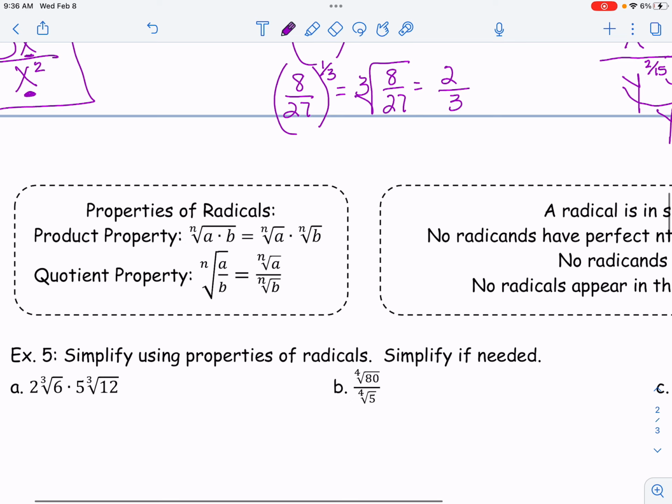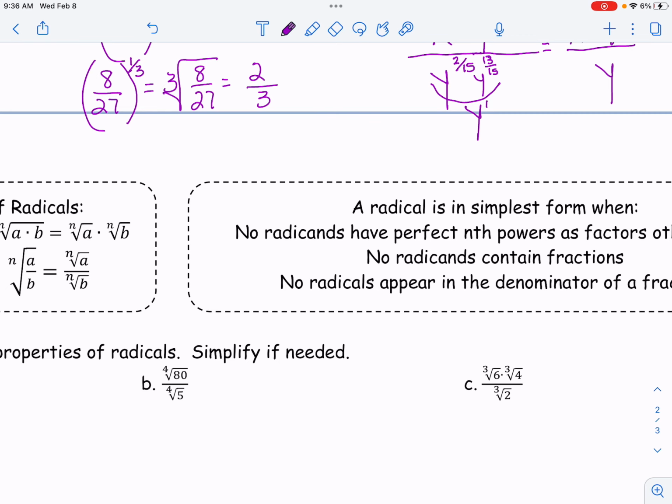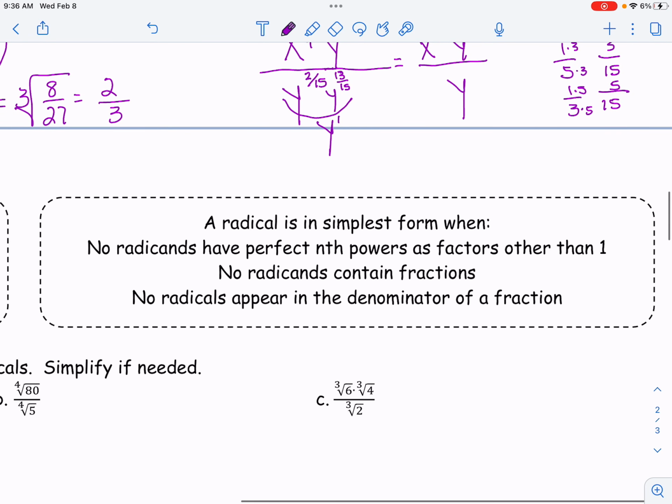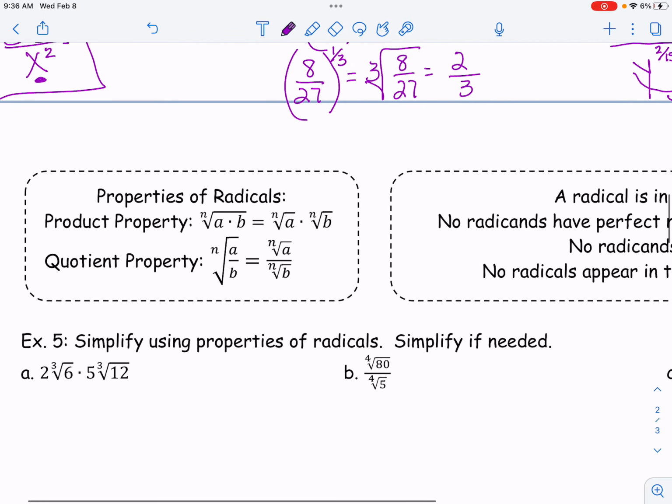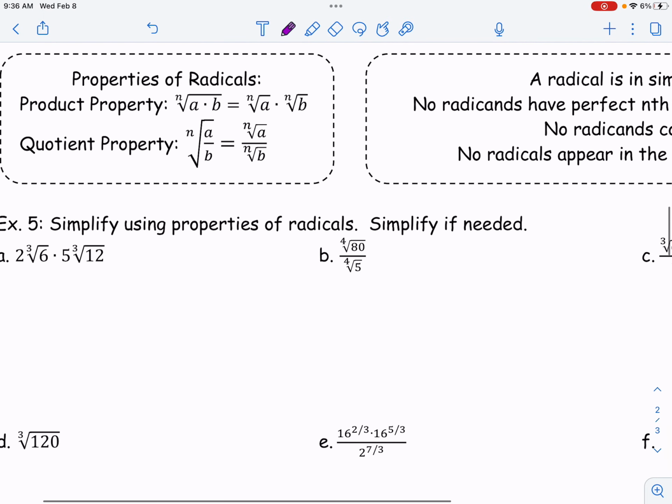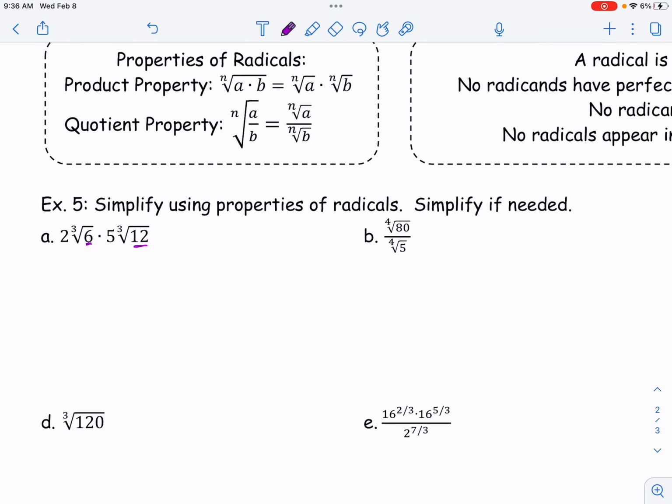Here are your properties of radicals, and we've already talked about exponential. Now radicals contain fractions. Here's all your rules that we've already talked about. So now we're going to do radicals. If the number underneath the radical is not the same, you can multiply. It only has to be the same when it's addition and subtraction. So we have 2 times 5, that's 10. 6 times 12 is 72.